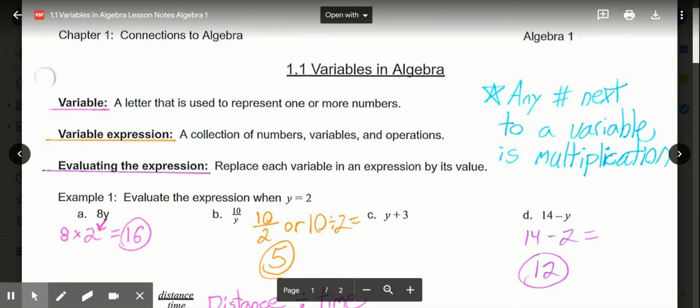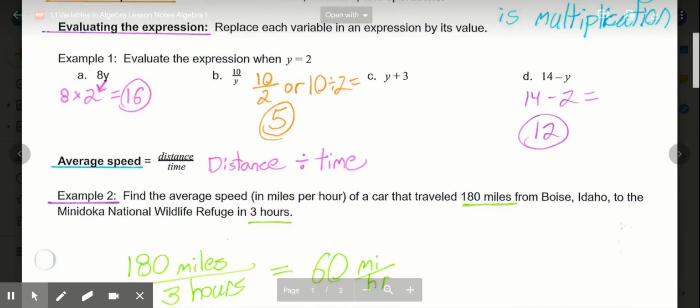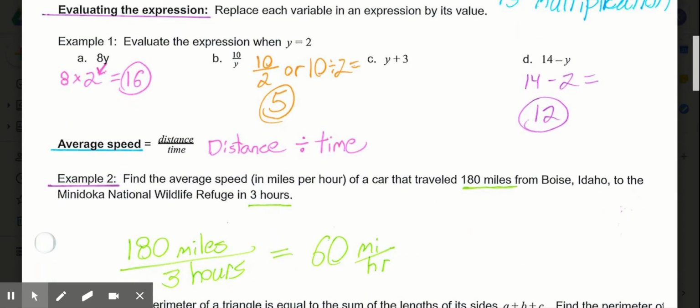So evaluating an expression means we replace each variable. In this case, each one of these are single variable expressions with its value. Now the next piece we're going to look at is the idea of average speed. And this equation is always how we can calculate average speed. Average speed is represented by distance over time. So distance divided by time will always give us average speed.